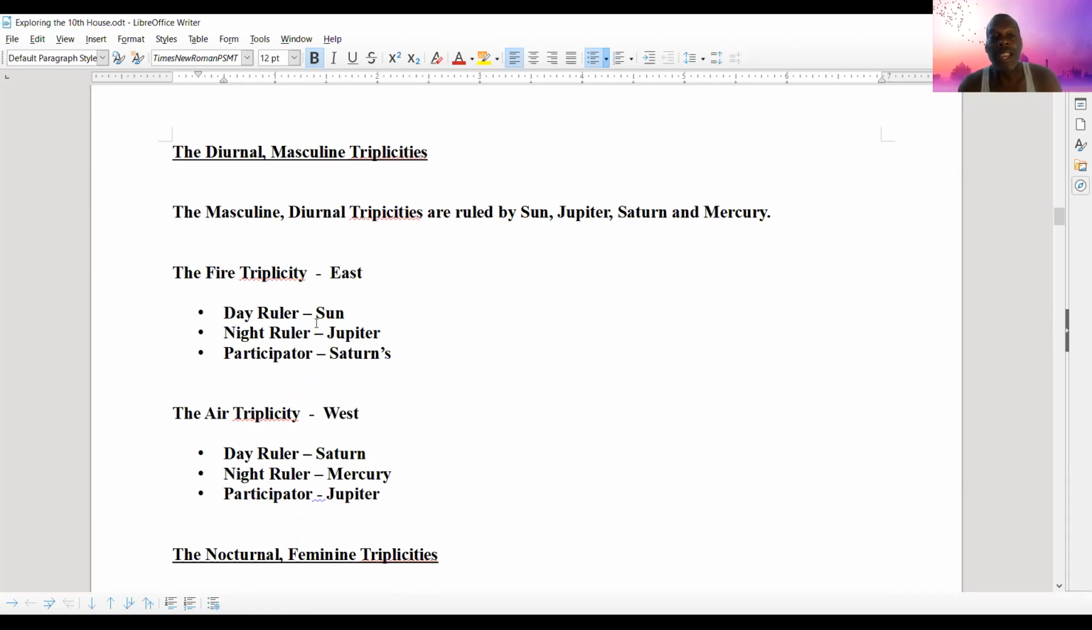So the day ruler for the fire triplicity, which fire is the east. Remember we were talking about directions and signs and all of that stuff when we were talking about zodiac signs. So fire signs, if you have something in a fire sign, that's facing the eastern direction, or that's representing the eastern direction. And so the day ruler is the Sun, which makes sense. The night ruler is Jupiter, which also makes sense. And the participator is Saturn.